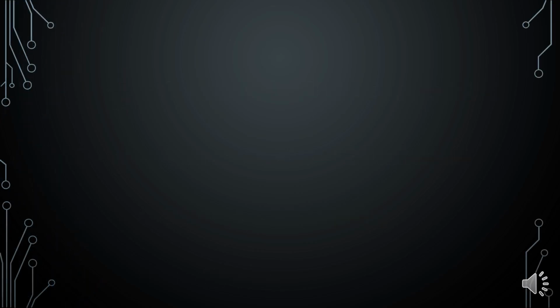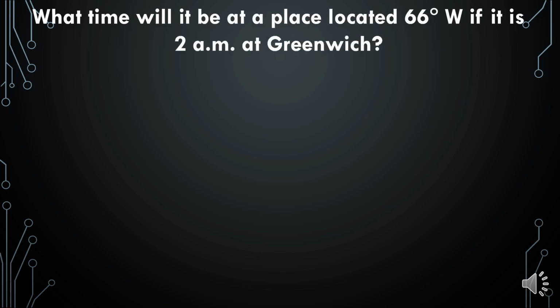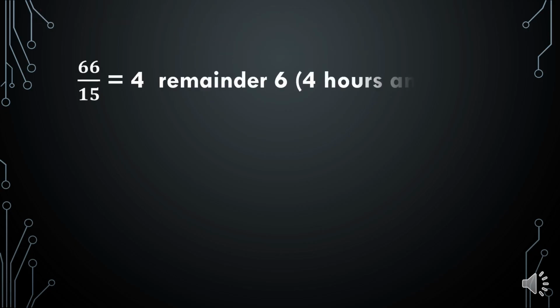Here's another question. What time will it be at a place located 66 degrees west if it is 2 a.m. at Greenwich? We divide our 66 degrees by 15 degrees, because 15 degrees is equal to 1 hour. We get a time of 4 and remainder 6. In other words, 4 hours and 6 degrees.